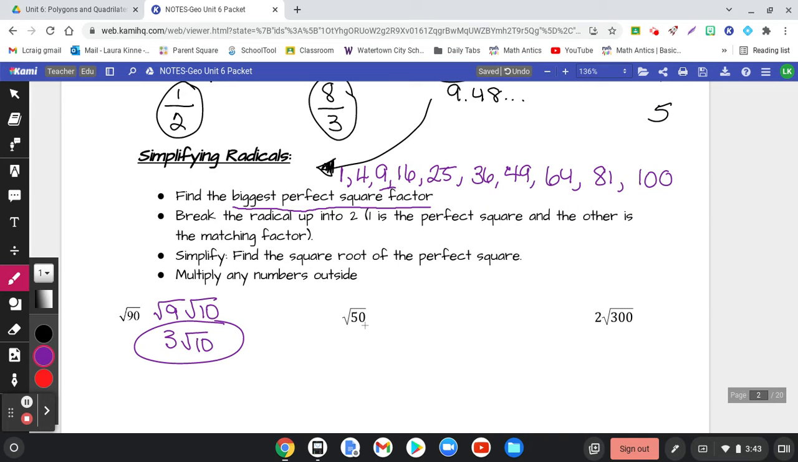All right, what about 50? 25 times 2. All right, again, put the perfect one first.